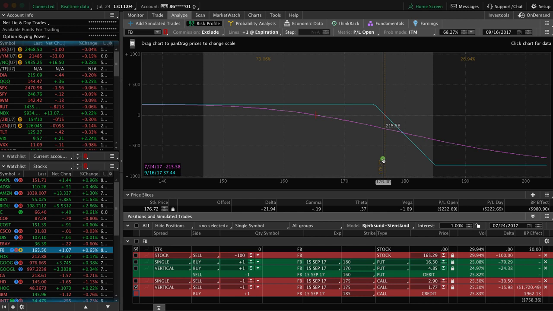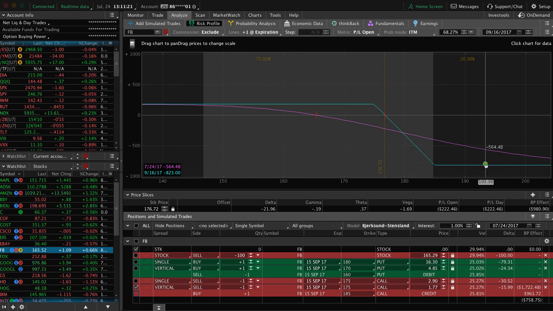So no matter how high Facebook were to charge, no matter how high it were to go, the most you could lose on this trade, as you can see, is $823. And that would be at this level here. So there's no right or wrong strategy. It depends on a variety of factors.